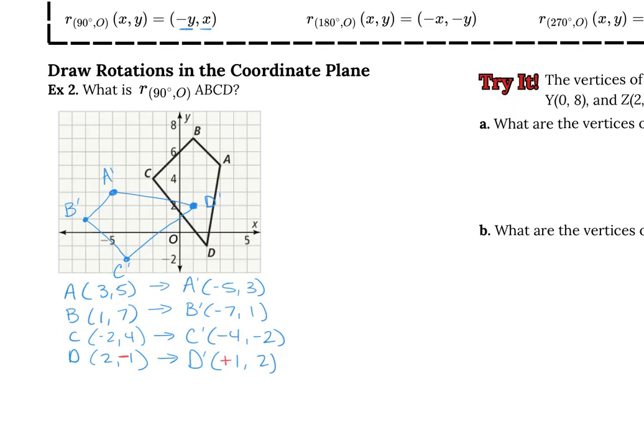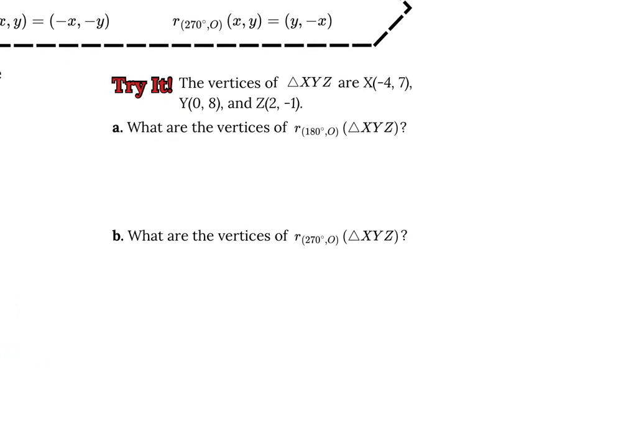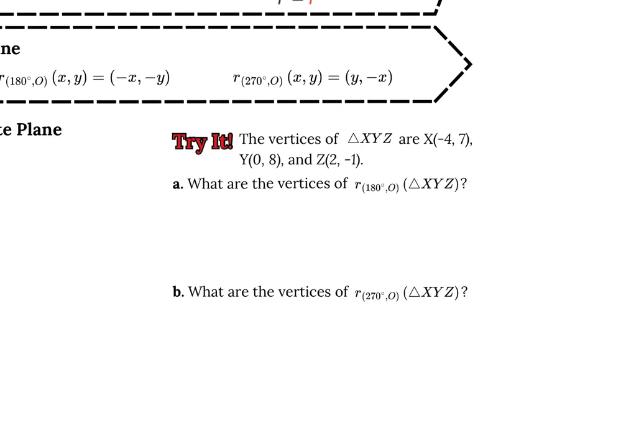Okay, so that's what my rotated image would look like. Right, let's look at the try it. We're given our original 3 points, and we need to rotate 180 degrees and 270 degrees. Okay, 180 degrees, we leave our X and Y in the same position, but we make both of them negative. So X prime, all I'm doing is making both of these negative. Y prime, 0, -8. Z prime, -2, +1.